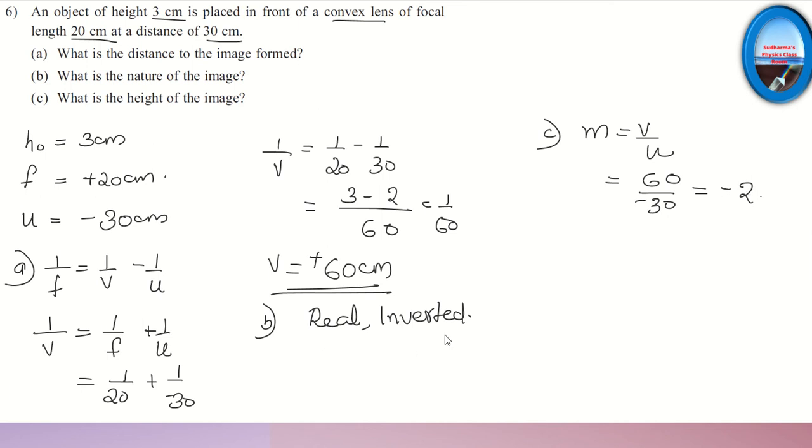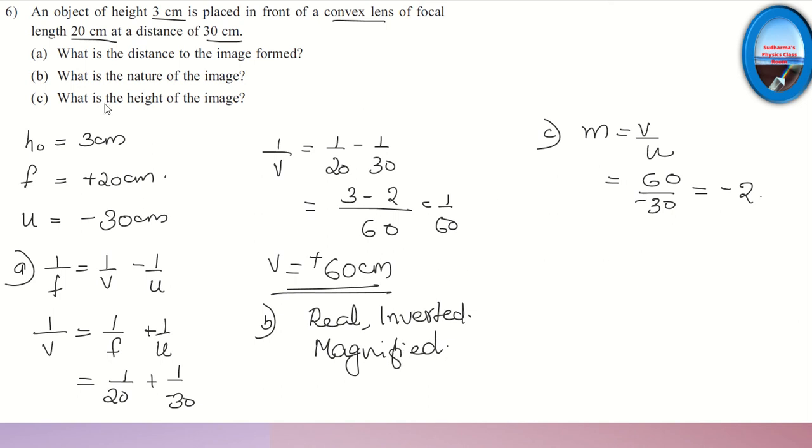All the real images are inverted. Now the question is whether it is diminished or magnified. The number 2 is greater than 1, so this is magnified. So we can write magnified.